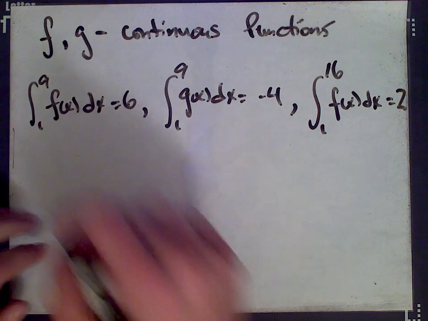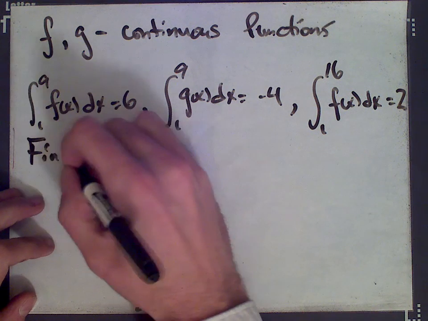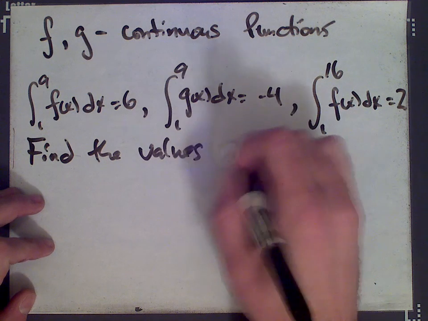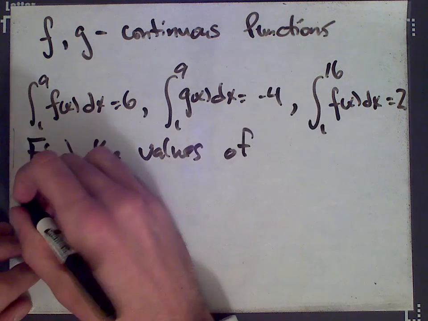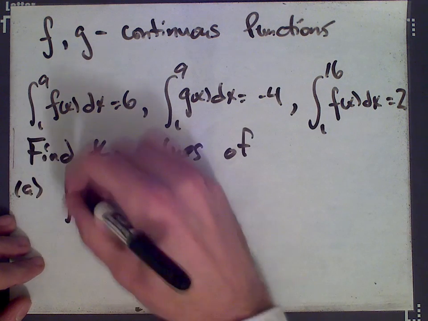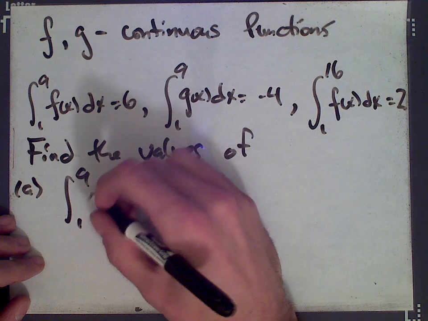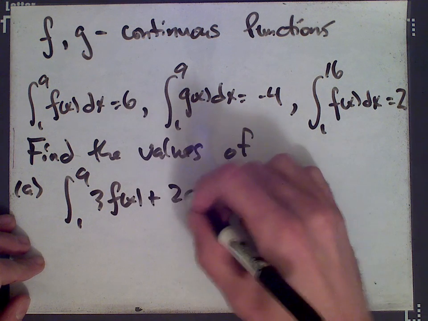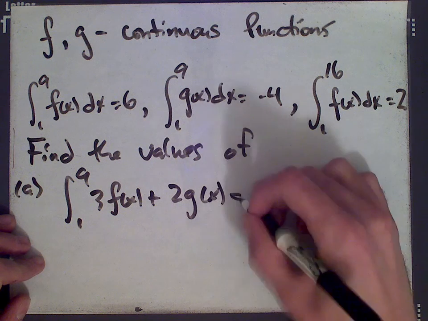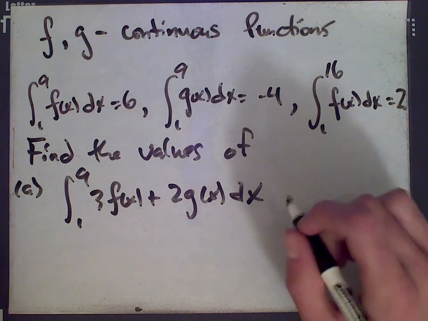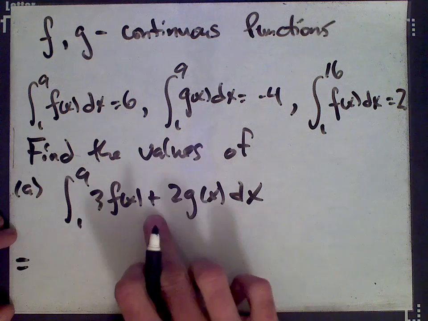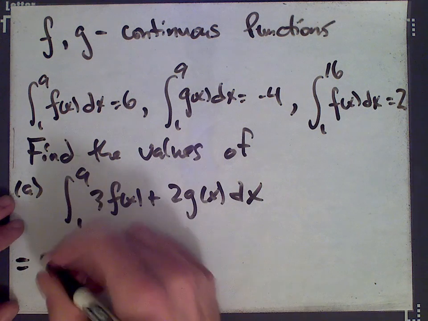Okay, so we need to find the values of various different expressions involving integrals. The first one is the integral from 1 to 9 of 3 times f of x plus 2 times g of x dx. Now, the integral is linear, meaning we can split up sums and factor out constant factors.